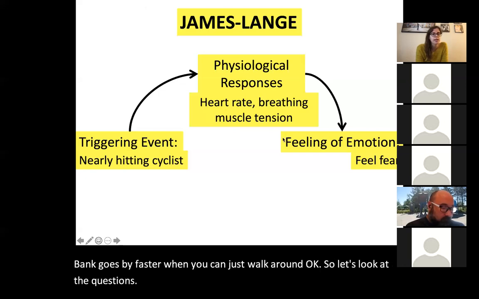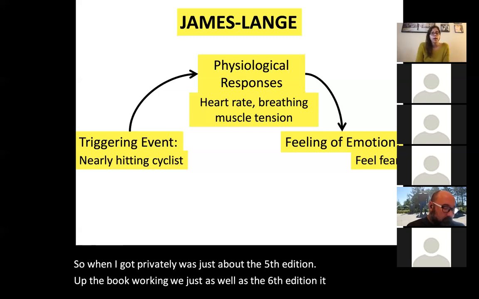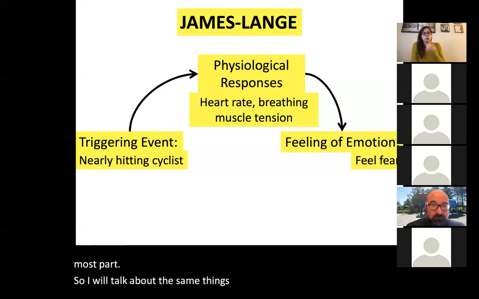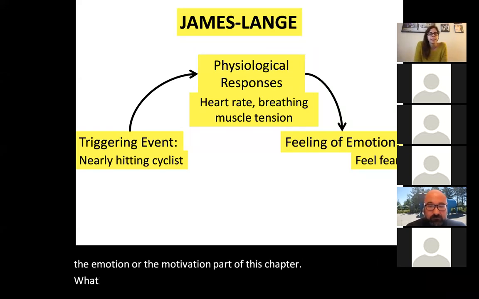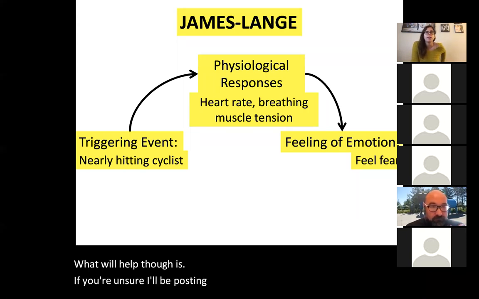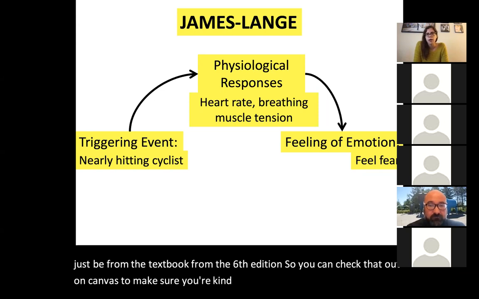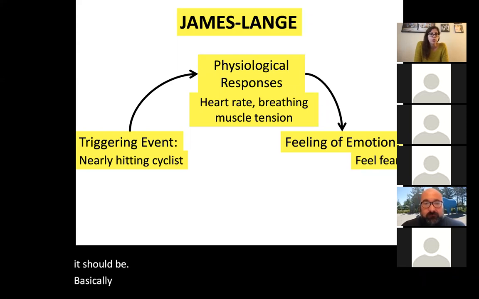One I got privately was about the 5th edition of the book working just as well as the 6th edition. It should for the most part. It will talk about the same things. Again, you don't have to worry about the emotion or the motivation part of this chapter. If you're unsure, I'll be posting PDFs from the 6th edition textbook on Canvas, so you can check that you're getting the same information. It should be basically the same in the 5th edition too.